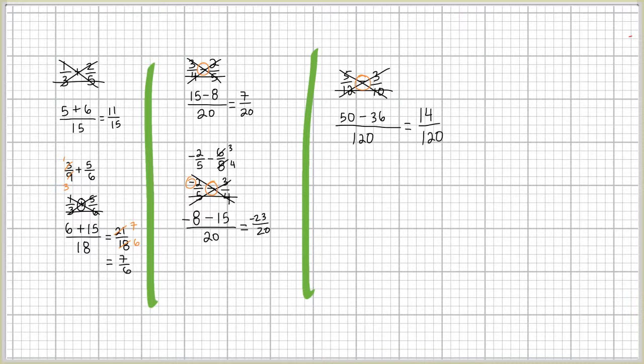Now, can we reduce? Sure we can, by 2's. 2 goes into 14 7 times. 2 goes into 120 60 times. And so we have an answer of 7 over 60. So in this case, we had to reduce in the end. Either way, vertical, horizontal, or multiplying by this method of diagonals, there's other ways of adding and subtracting fractions, and that will be on our next video.